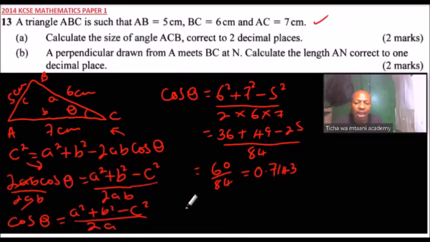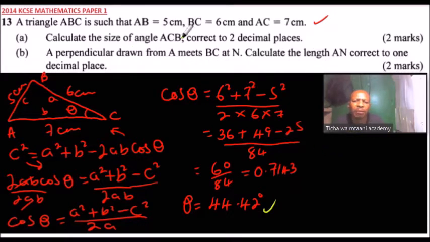So you get the cosine inverse of 0.7143. You get theta is equal to 44.42 degrees. Since you have a calculator, you are allowed to use a calculator to get that. Now with that, that is the answer for part A. So we go to part B.